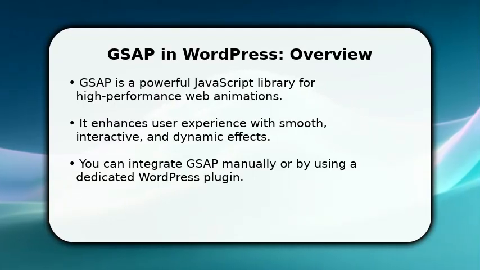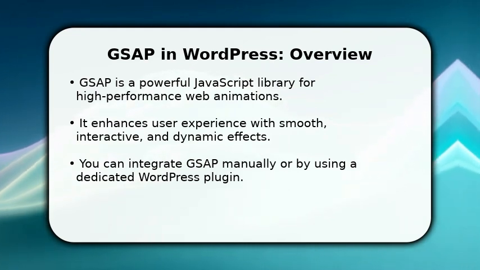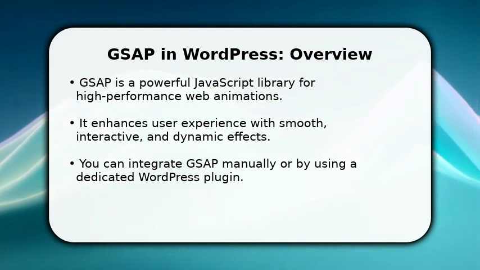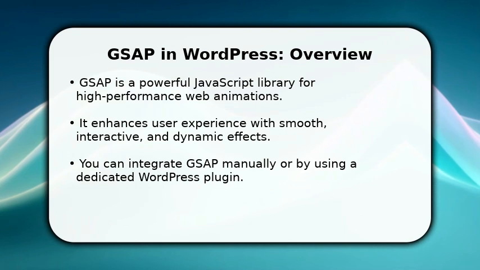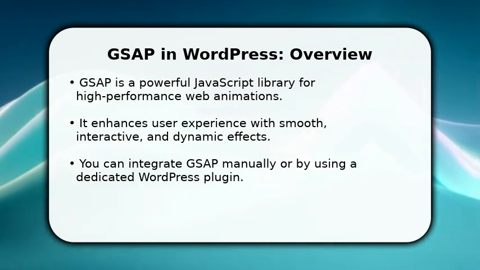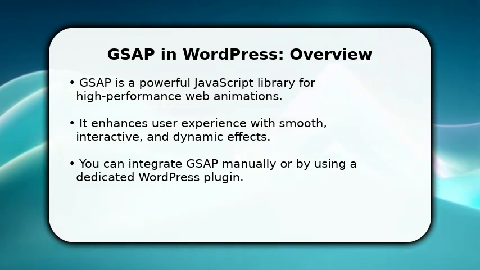In this video, I will explain how to use GSAP in WordPress. GSAP, or GreenSock Animation Platform, is a robust JavaScript library that empowers developers to create stunning, high-performance web animations. It's designed for optimal performance, flexibility, and ease of use, significantly enhancing user experience with smooth, interactive, and dynamic effects.